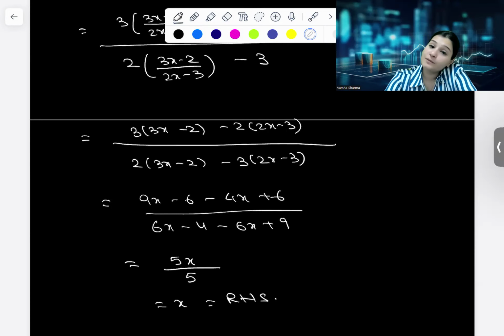But I said the important part was domain and range, which is what we'll be doing in the next session. That's it for today.